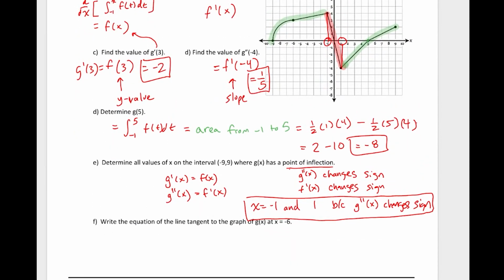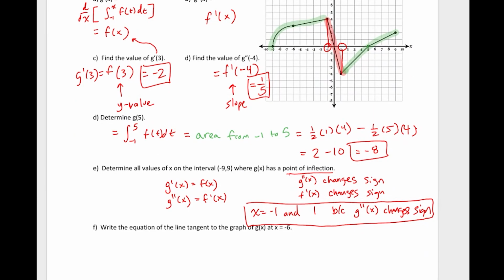Okay, last part to this. F, write the equation of the line tangent to the graph of g of x at x equals -6. Okay, so it's been a while since we did this. All the tangent line equations, the normal line equations, they're all going to be basically set up the same way, which is with your point slope formula. Y minus y1 equals m times x minus x1.